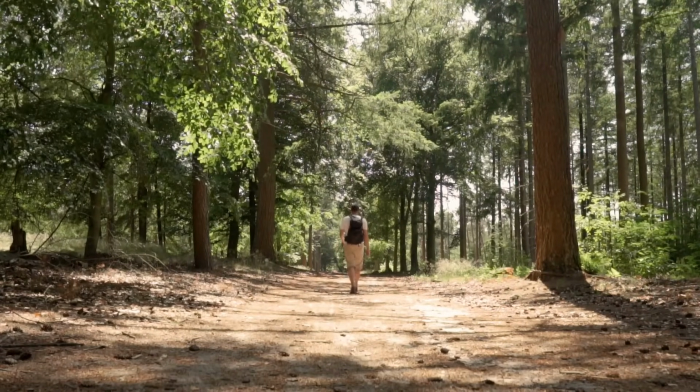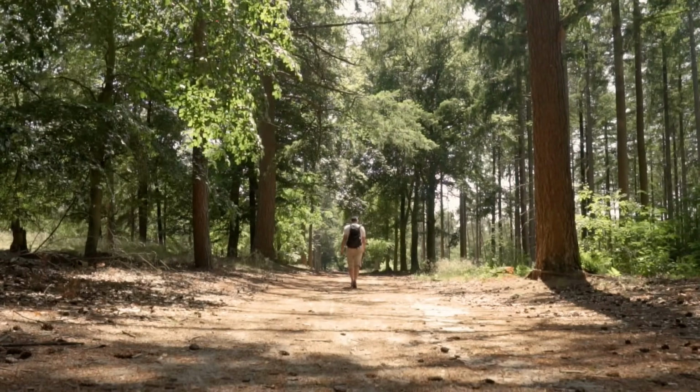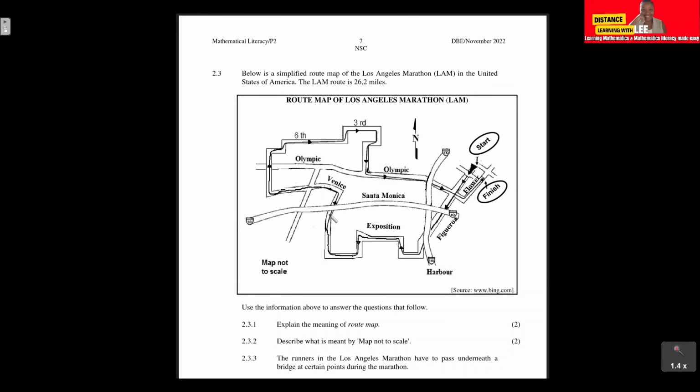Now when we have to give the meaning of what a roadmap is, you need to try to get that definition in the context of what is happening in the diagram or the illustration that is given to you. So you can just say that a roadmap is a map that shows the direction or the path that runners will run, in this case in the Los Angeles Marathon.